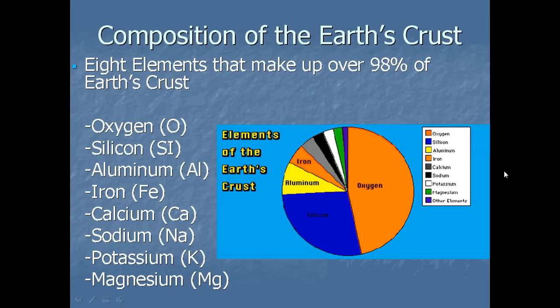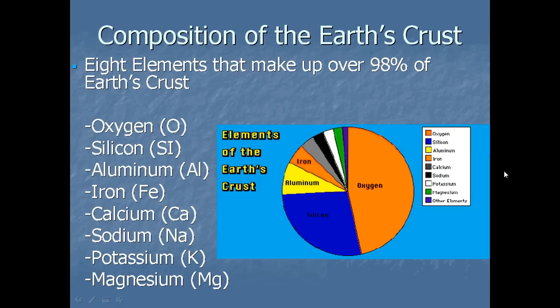When we talk about the crust of the earth and what elements make up the crust of the earth, there are 8 elements that make up 98% of the earth's crust. And they are listed right here: oxygen, silicon, aluminum, iron, calcium, sodium, potassium, and magnesium. If you look at the chart, the little diagram that's there, look and see if you can tell what are the 2 most abundant elements in our Earth's crust. You should be able to tell that oxygen is the most abundant element in our Earth's crust, and then silicon is the next most important.